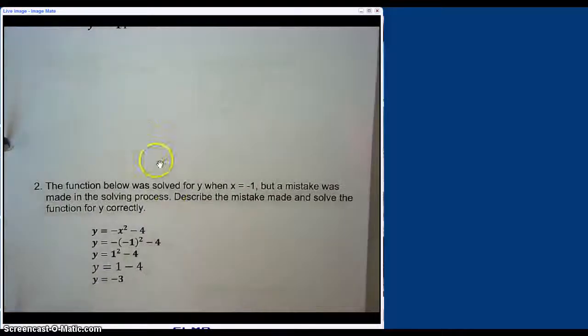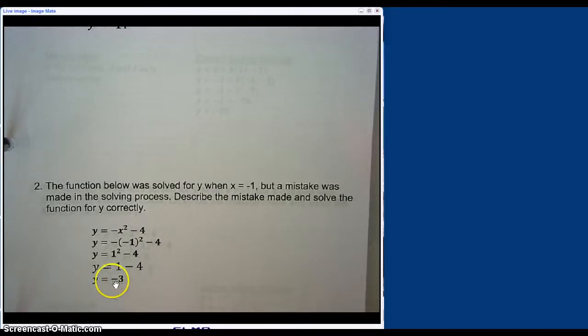I want you to do the same thing. So you're supposed to write down y equals negative x squared minus 4, and they want you to plug in -1. A mistake was made. So take a look at this and see if you can figure out what the mistake was and then solve for it correctly. Go ahead and press pause and work through this for a minute or so.